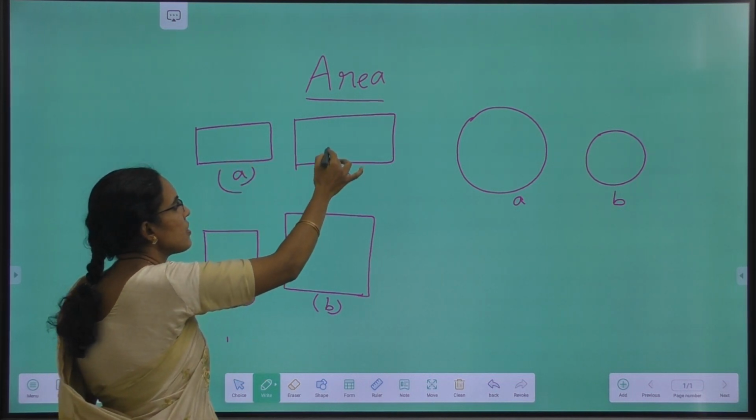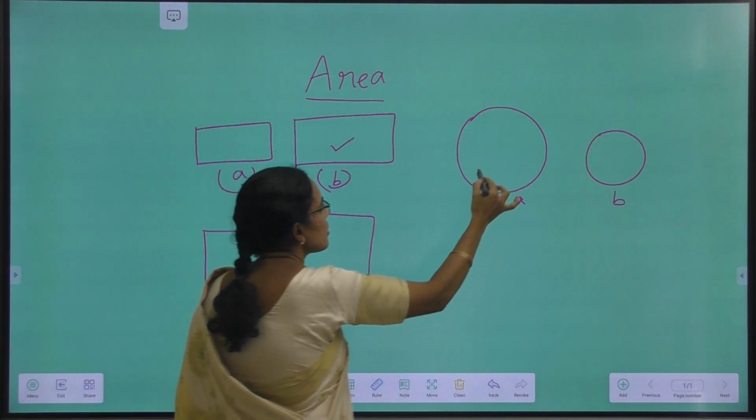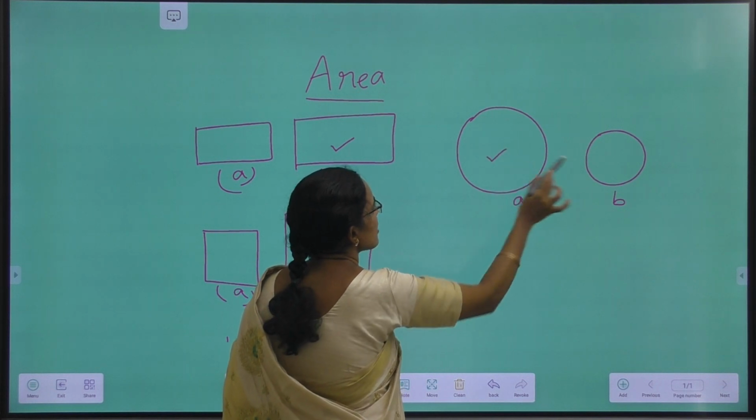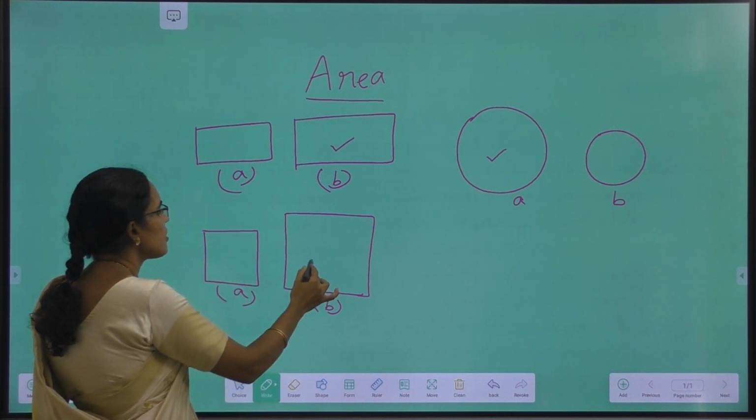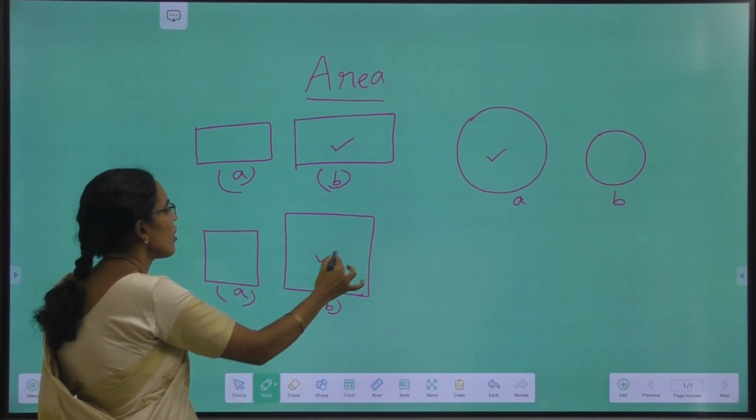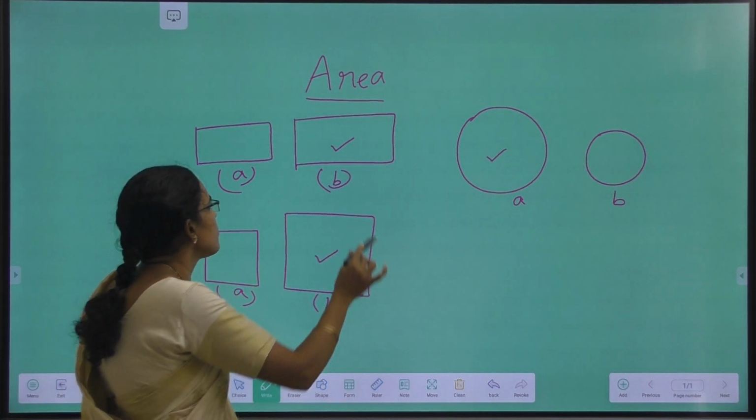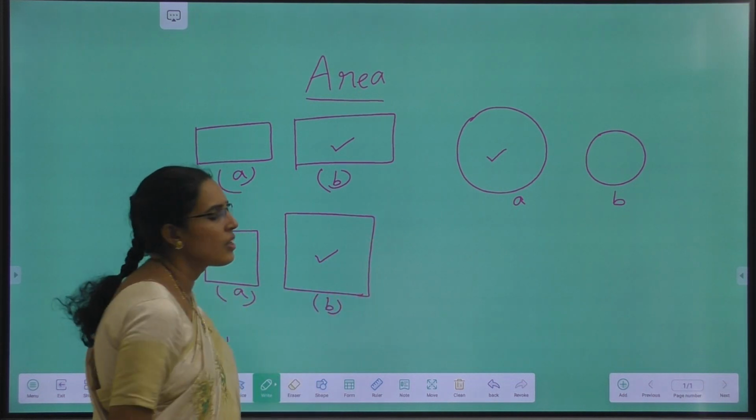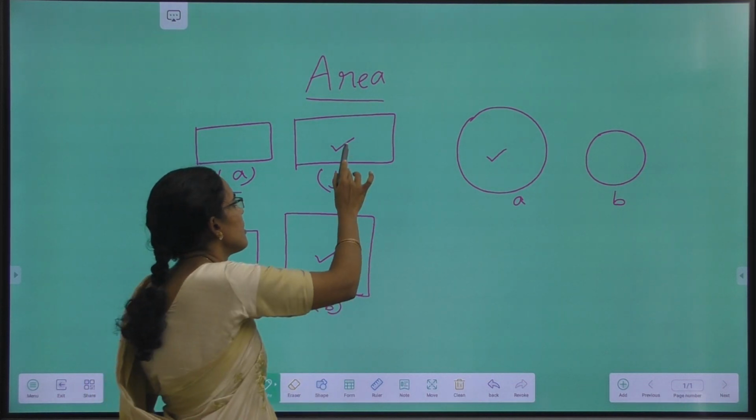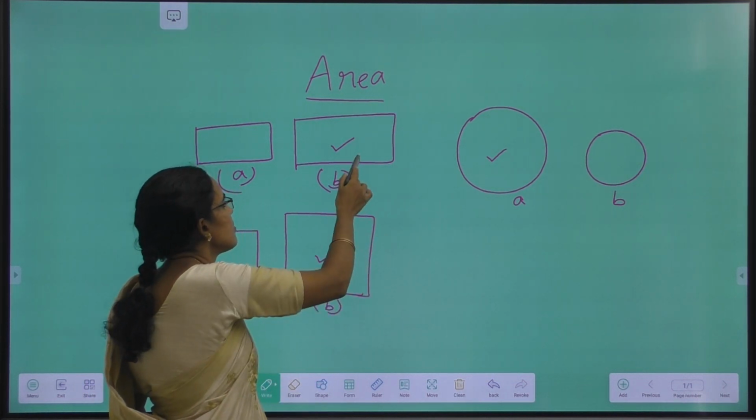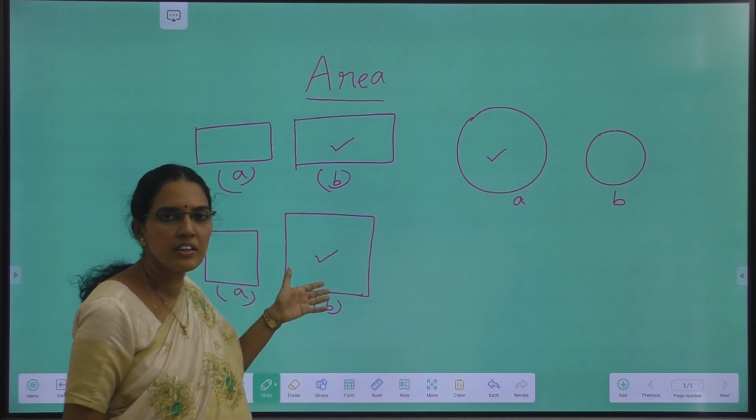Either A or B? Yes, it is B. This B is occupying more space. Now here A is occupying more space than B. This one is a bigger circle. Now here, A or B? Yes, here it is also B. These pictures occupy some region of a flat surface, and we came to know that these occupy more space. Therefore, we can say that they are having greater area. These pictures are having greater area.